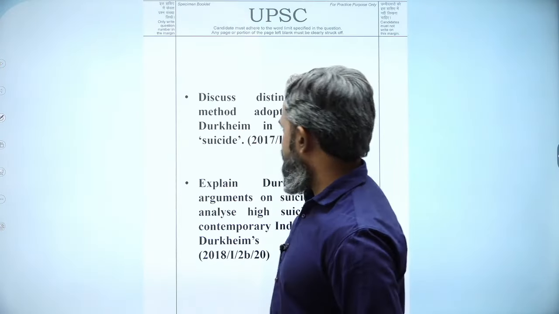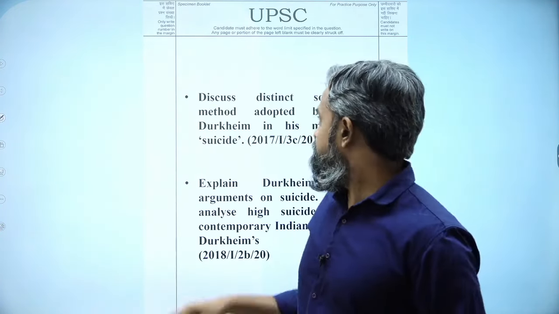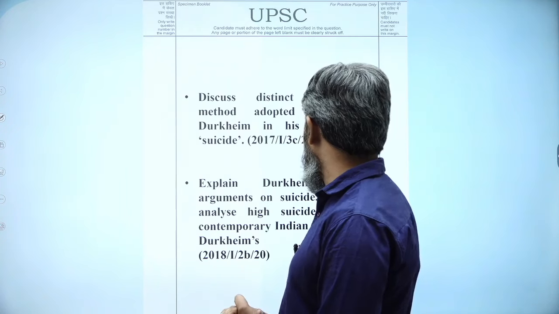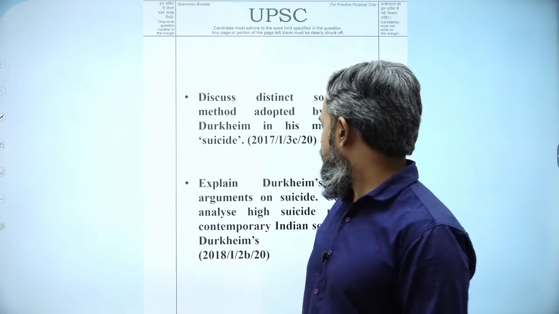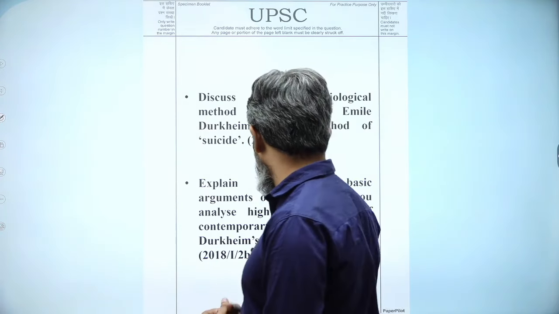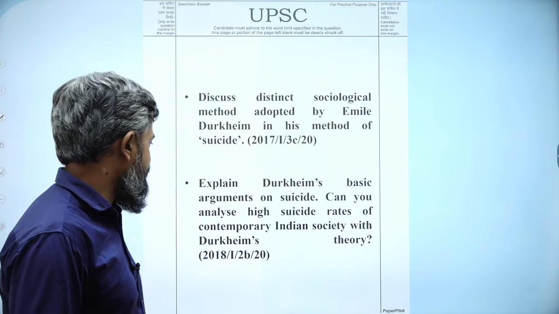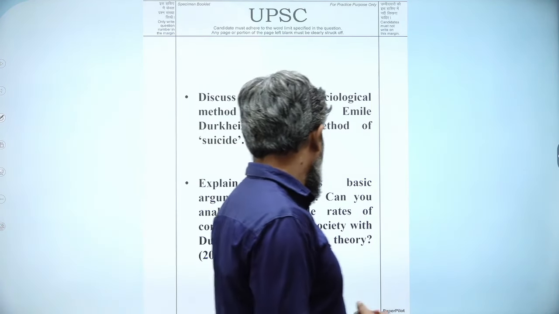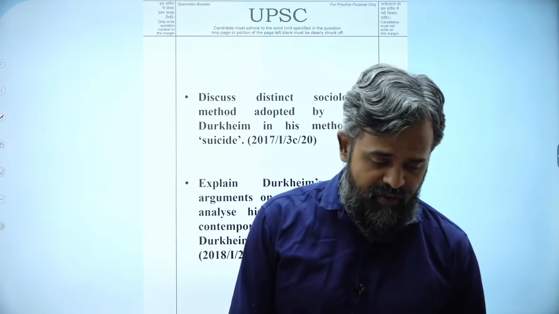Okay. There are two questions in the past 10-11 years. Discuss the distinct sociological method adopted by Durkheim in his study of suicide, and the other is: explain Durkheim's basic arguments on suicide. Can you analyze high suicide rates of contemporary Indian society with Durkheim's theory? It's an interesting set of questions.